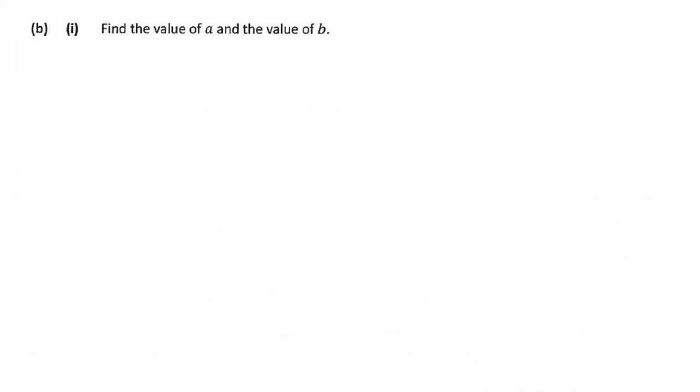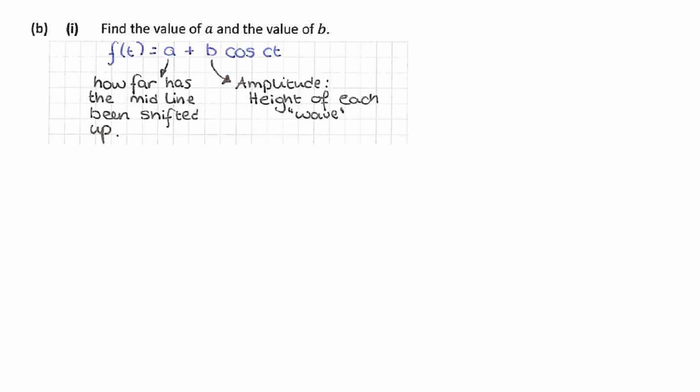The next thing they ask is to find the value of A and the value of B. These were 2 different constants that appeared in the original function. So the function was f of t is equal to A plus B cos ct. Now, this will always be true for any function.